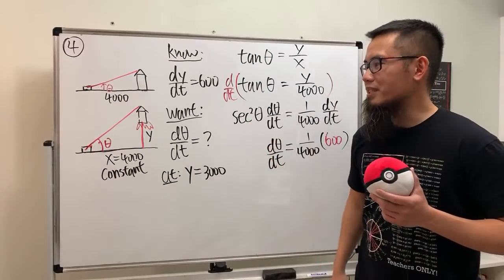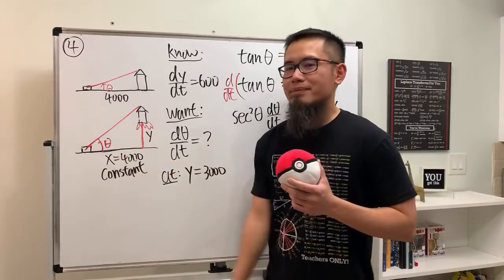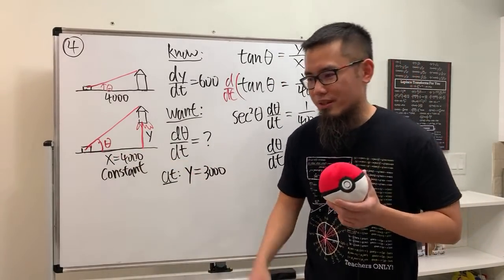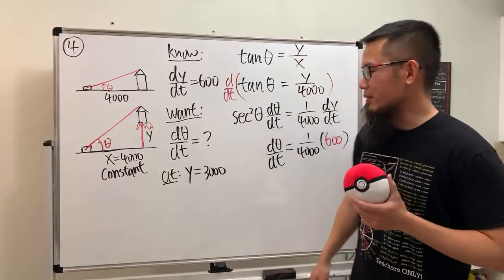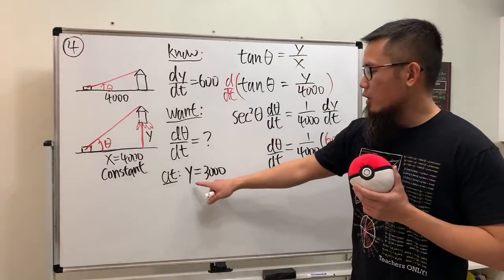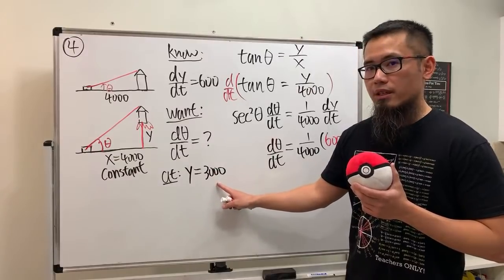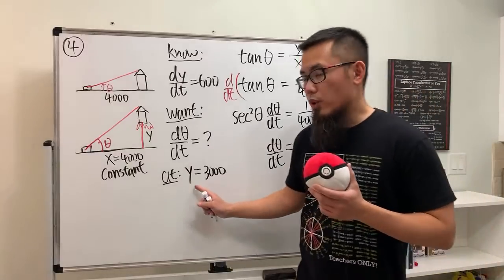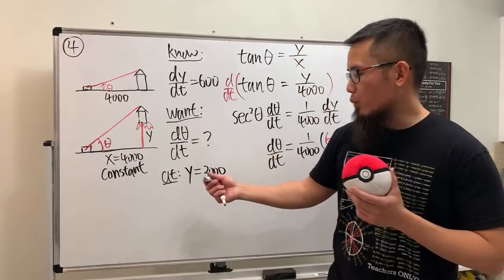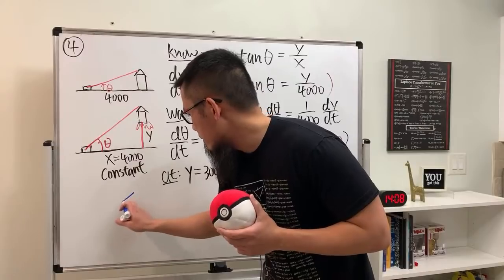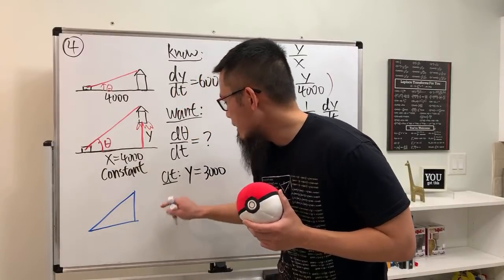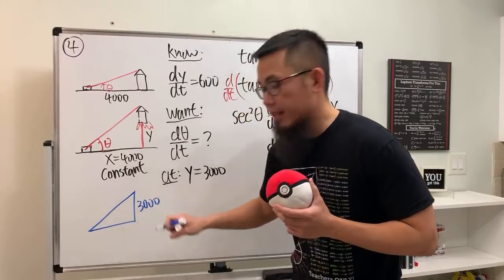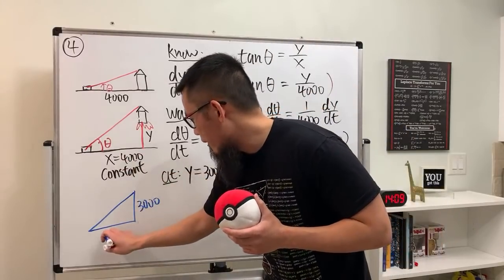You have two ways to do it. You can figure out what theta is, and then do the typical secant of whatever the angle is and then square the result. You don't have to do it like that though. Keep in mind, y is equal to 3,000. We haven't used this yet, right? When y is equal to 3,000, let's look at what we have. If you look at this triangle, when y is equal to 3,000, that's going to be right here, and x is 4,000.